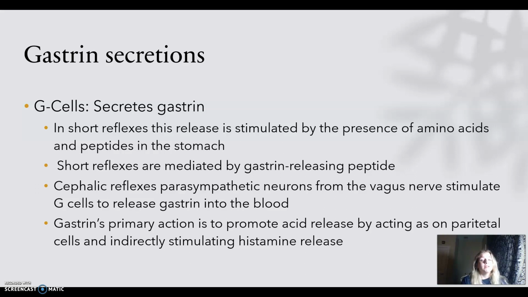In cephalic reflexes, parasympathetic neurons from the vagus nerves stimulate G cells to release gastrin into the blood. And gastrin's primary action is to promote acid release by acting on parietal cells and indirectly stimulating histamine release.